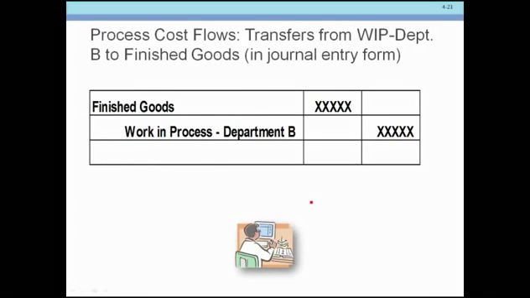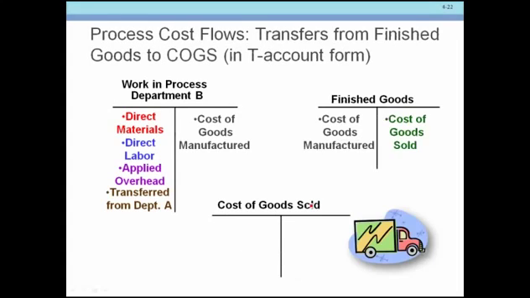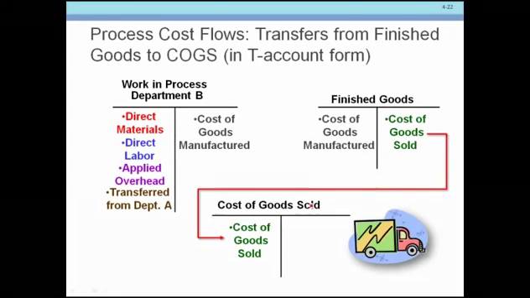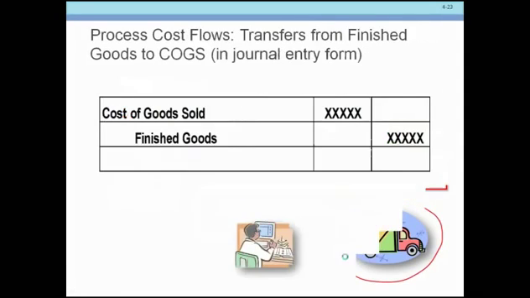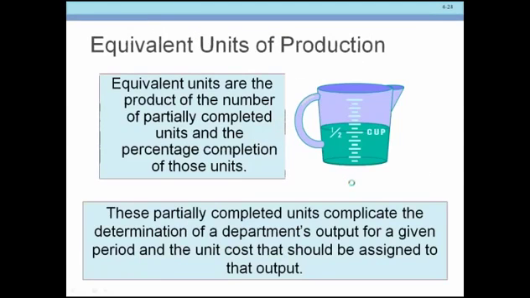And hopefully, what do we do from this point forward? Hopefully, we are going to sell it. That's why we did all of this. Once we sell it, we credit finished goods and we debit cost of goods sold. What else do we do? We debit accounts receivable, and we credit sales. Now it's sold and being delivered. So debit cost of goods sold, credit finished goods.